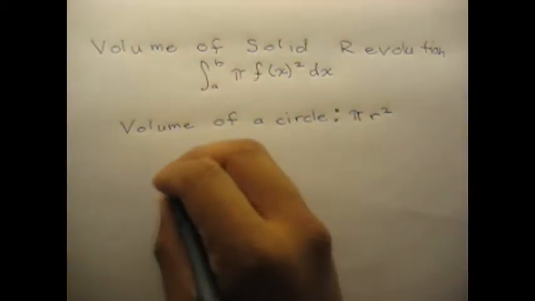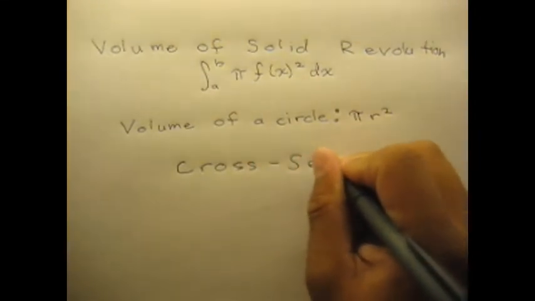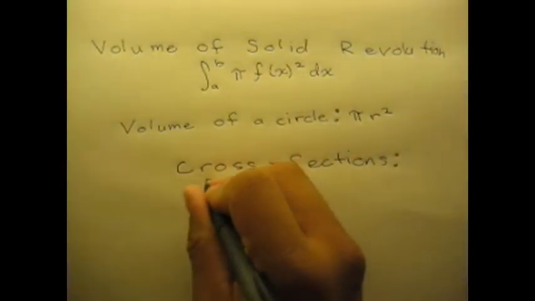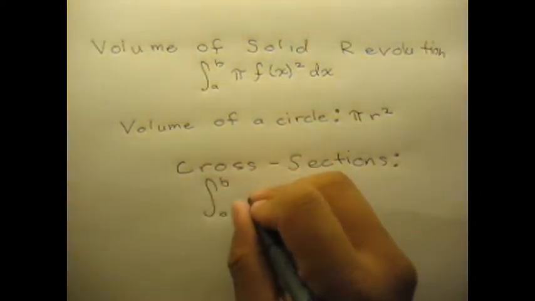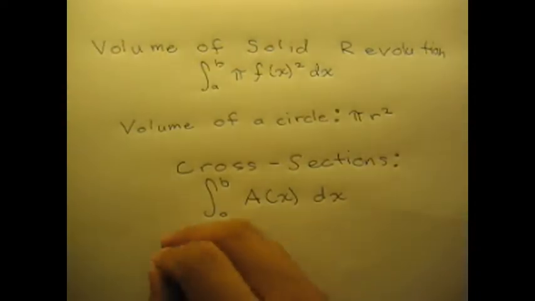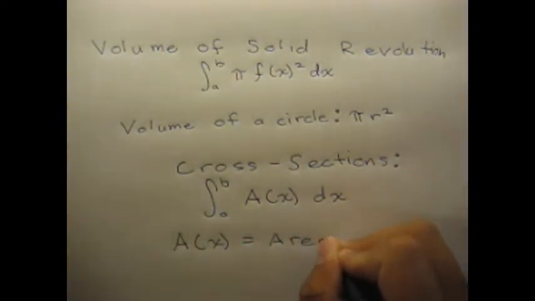Cross-sections, however, are simply the integral from a to b of any shape's area, which means the volume of a solid revolution is also a cross-section. And a cross-section can be anything from a square, a rectangle, or a trapezoid.